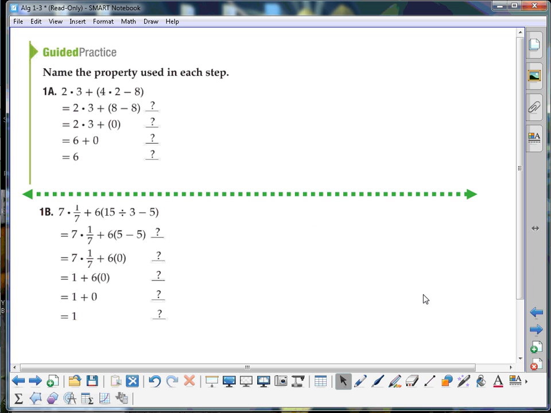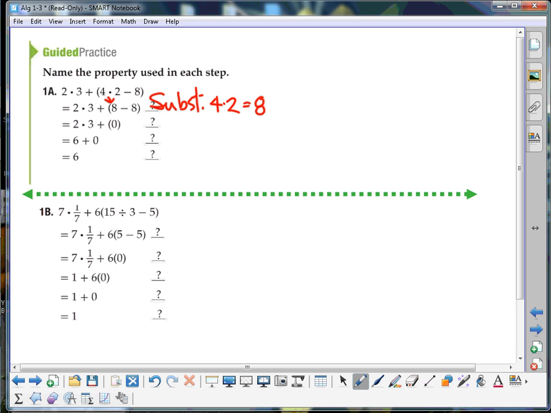Let's try it. Name the property used in each step. So they've given us the steps in this problem, and we just have to supply the properties. Okay, so 2 times 3 plus parentheses 4 times 2 minus 8. We have to do what's inside the parentheses first, and we take that 4 times 2 and change it to an 8. So what property is that? We're taking 4 times 2, and we said it equals 8. And we put an 8 in there, so that is substitution.